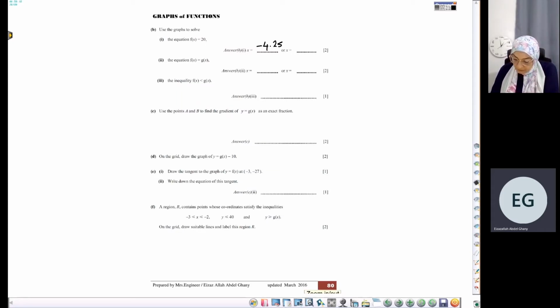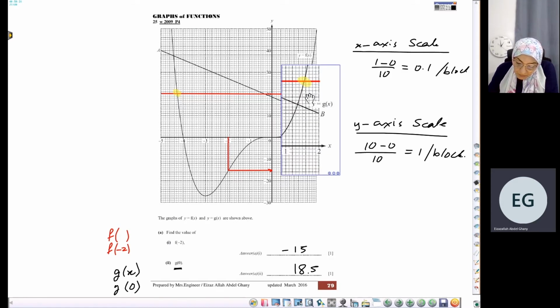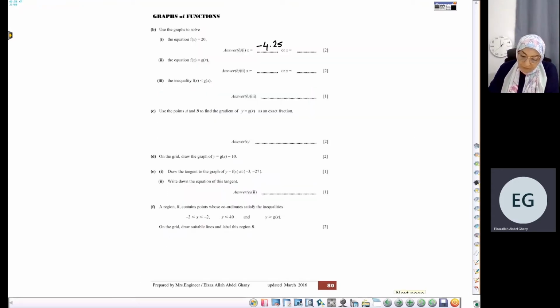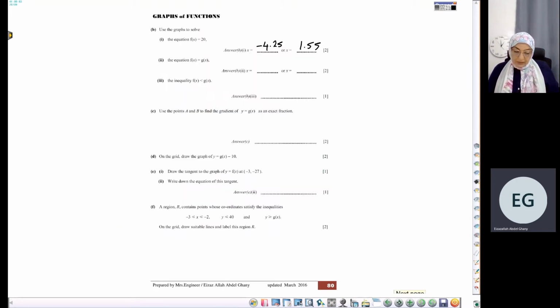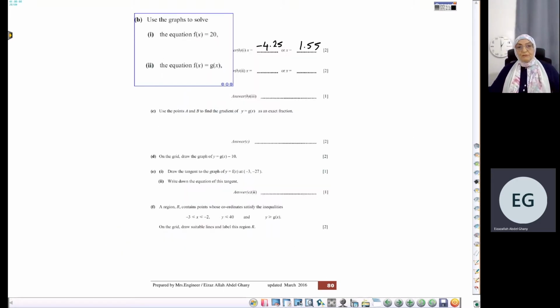The second point, on the other, positive side, this point, let's go down, it's between 1 and 2. And it's before the 2 by, here's the 2, 1, 2, 3, 4.5. 2 minus 0.45 means 1.55. Let's check. -4 and something, and here 1.55. Perfect.